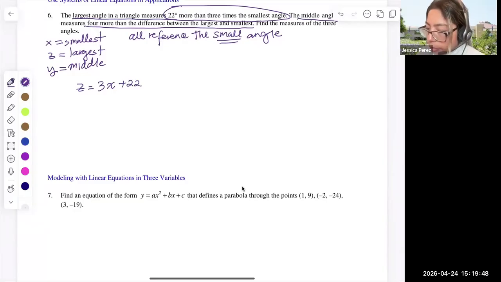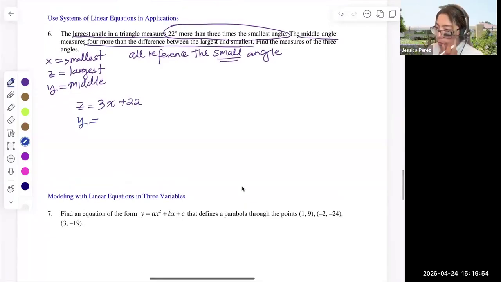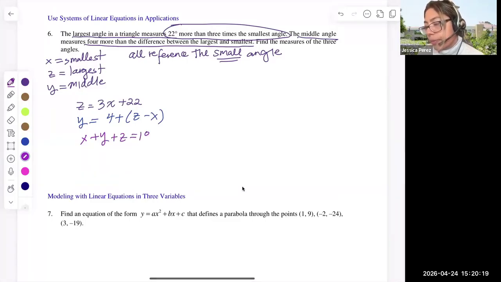Now the middle angle, y, what is y saying? The middle angle measures 4 more, so addition, the difference between the largest and the smallest. So the largest is z, the smallest is x. And then the last thing is you're trying to find the measures of all 3 angles. So that's x plus y plus z is 180.